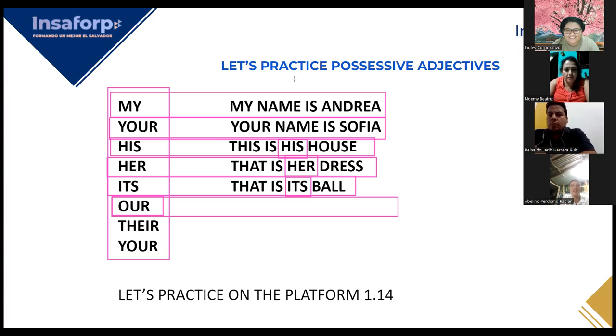Okay, let's check the sentences. This is our class. That is our house. She's our English teacher. There are our family. Okay. All right. Good. ¿Alguien tiene alguna duda del uso de los possessives? Okay. All right. So now, let's practice in the platform.